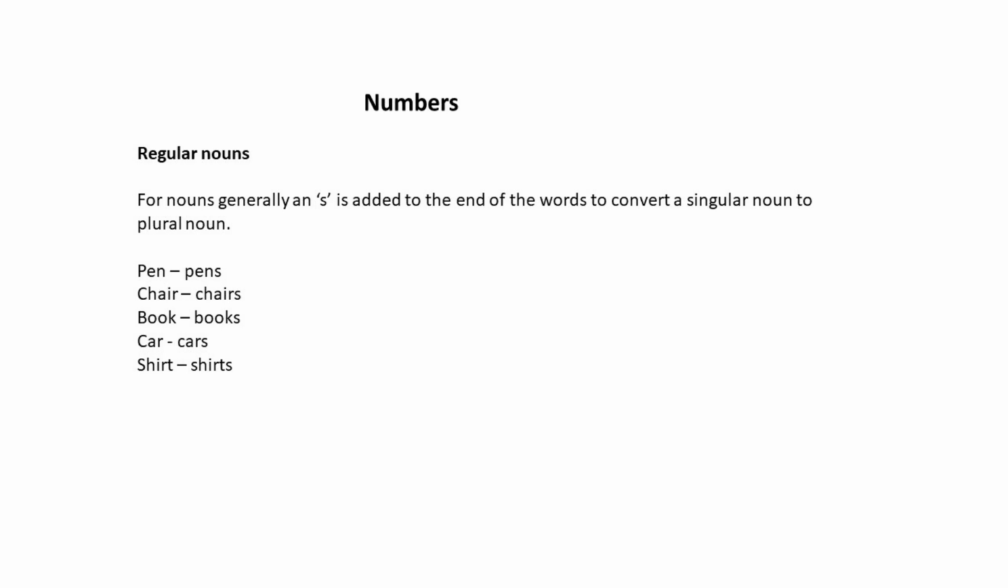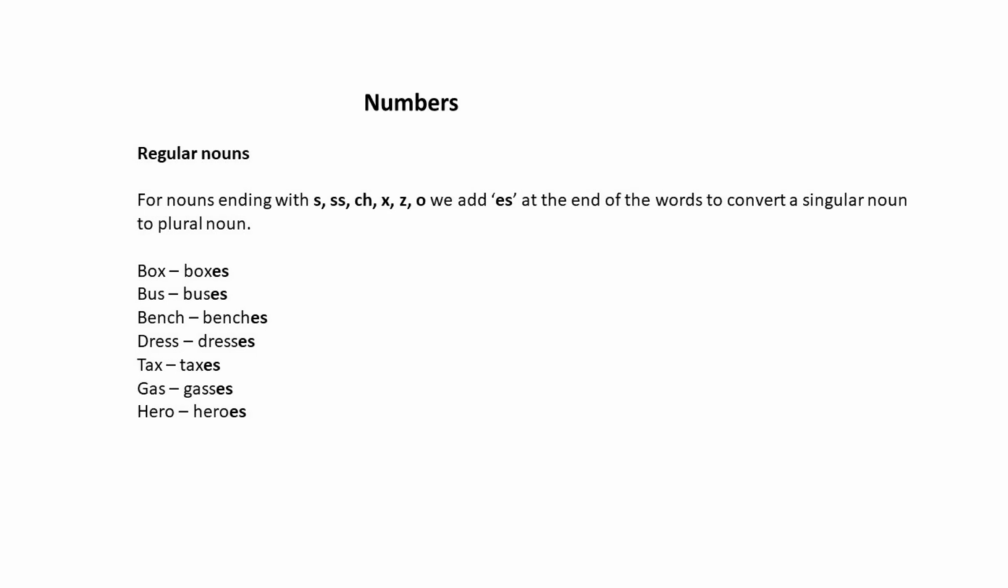Similarly, you can take nouns like chair, book, car. If we add s at the end of the noun, then that becomes its plural form. So all these are examples of regular nouns as well. In the same way, for nouns ending with the letters s, ss, ch, x, z or o, we add the letters es at the end of the nouns to convert into its plural form.